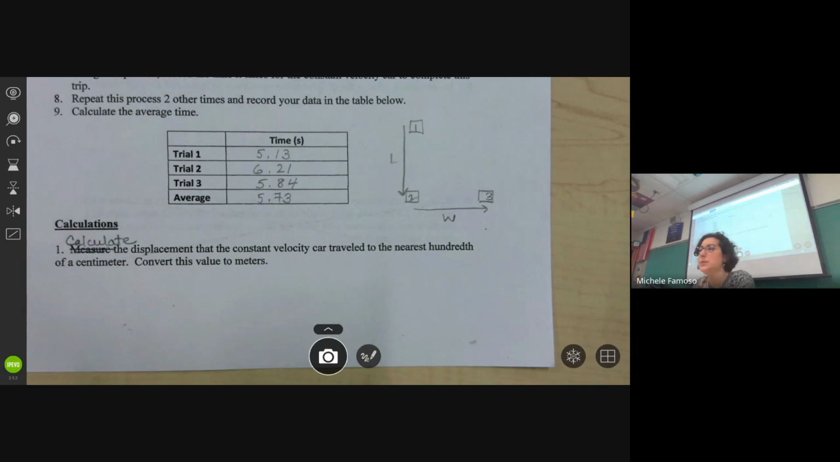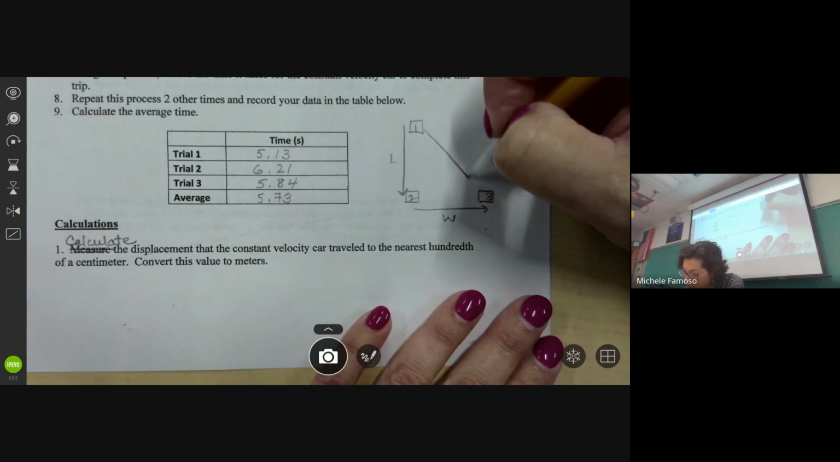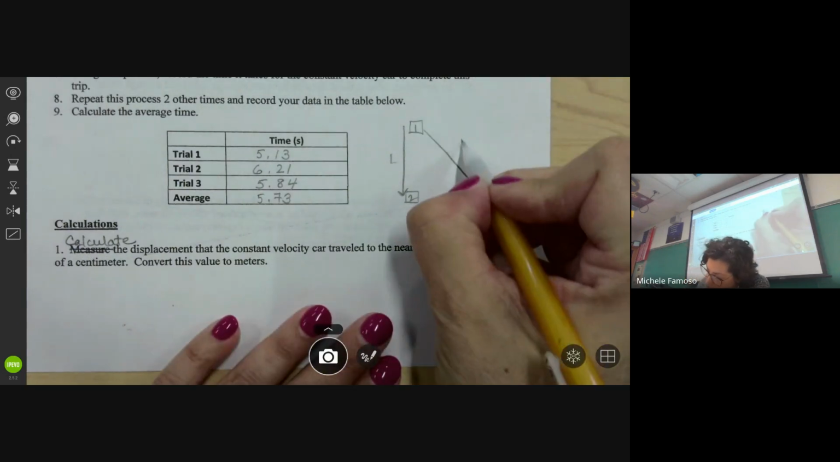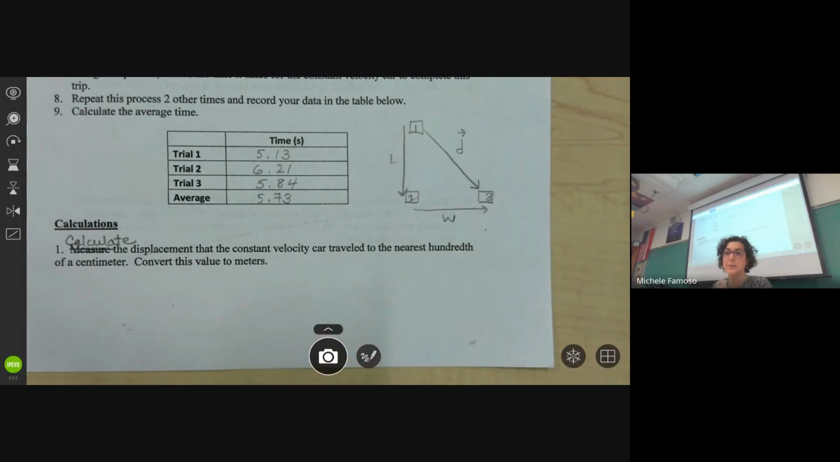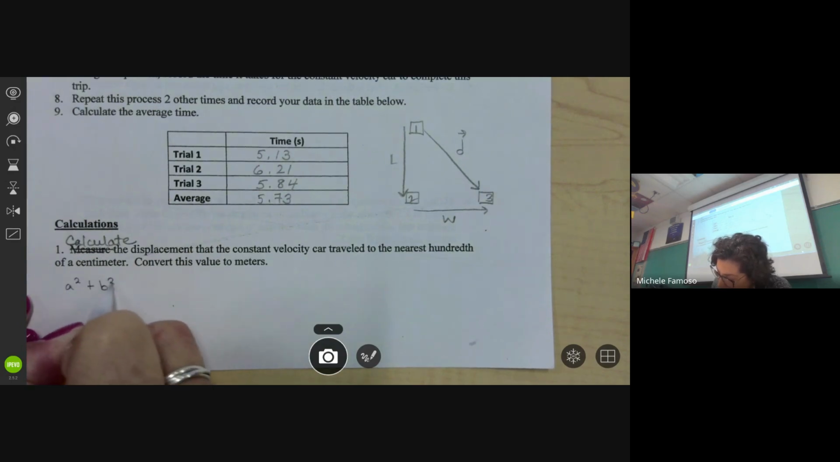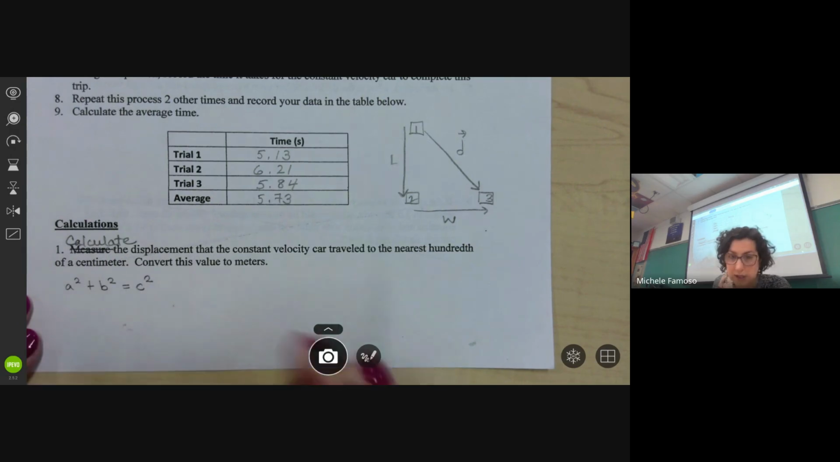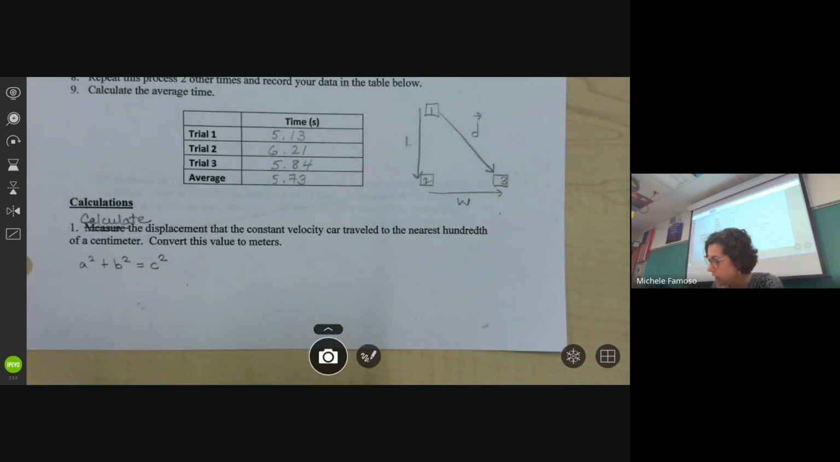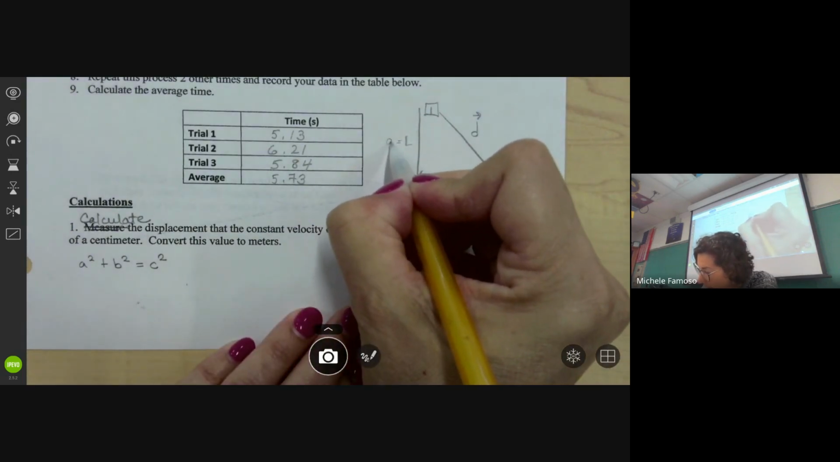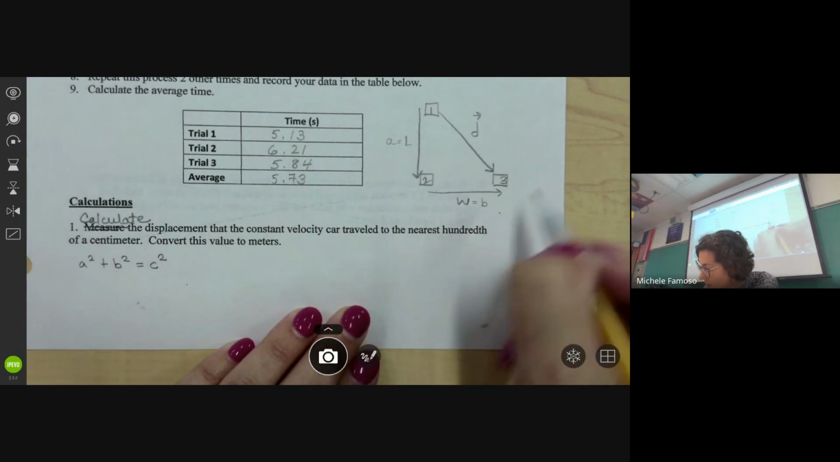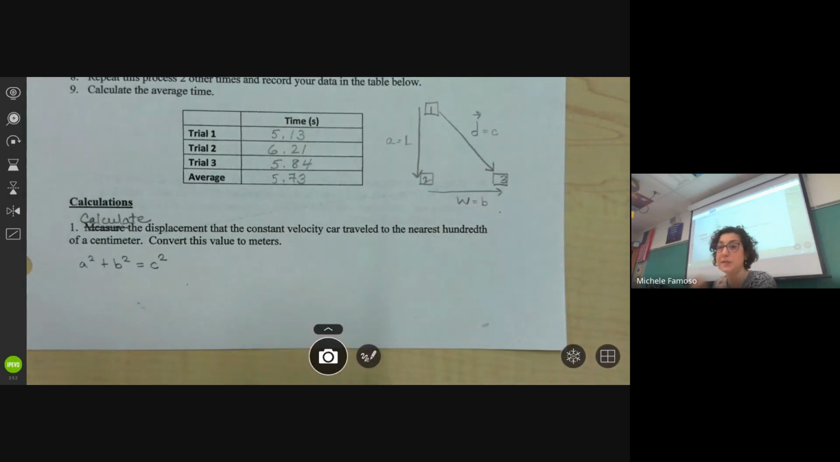Where is the displacement in that picture? Yeah, from 1 to 3. That arrow right there is the displacement. How are we going to calculate that? What equation should we start with? Miriam? Yeah, so let's start with a squared plus b squared equals c squared. Now let's say L is A and W is B, so the displacement would be C.